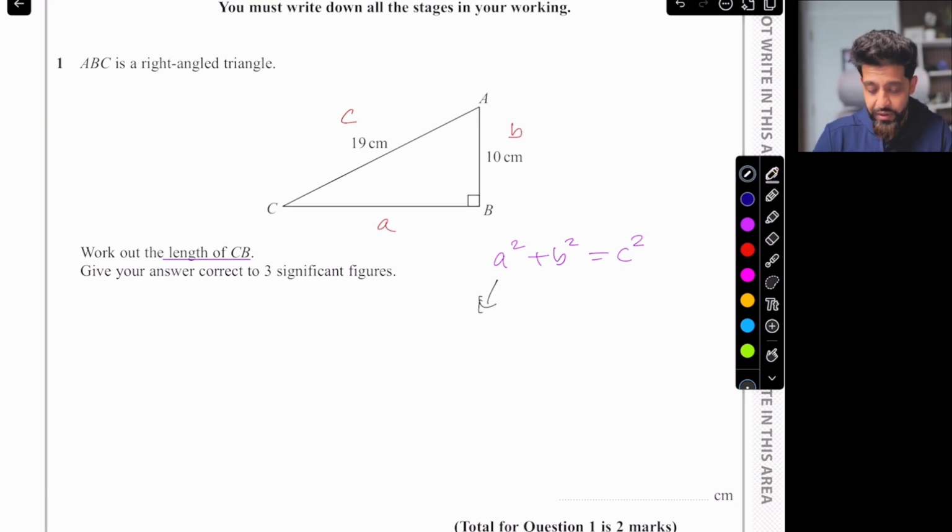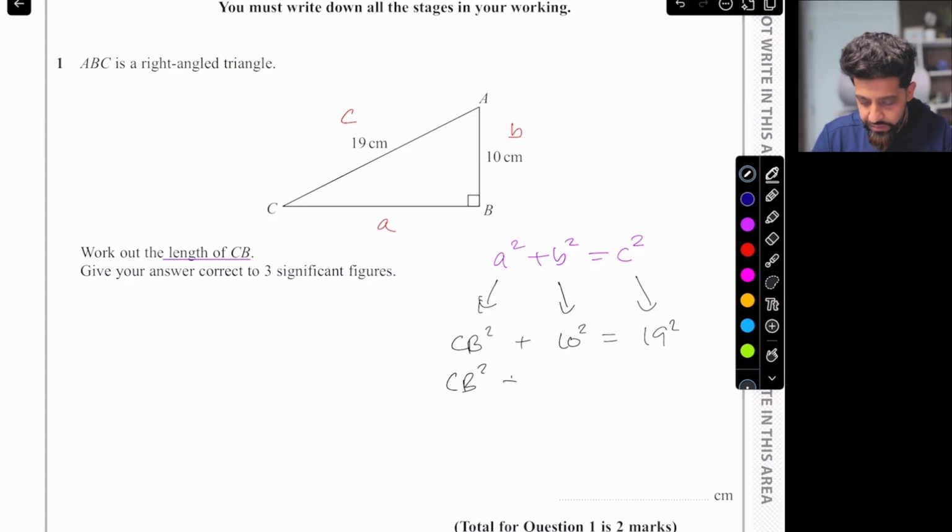Now, put into our equation. So a squared, a, which we don't know, is CB. You can write CB squared if you want to, or just write a, or x if you label the x. b is 10, so 10 squared, and c is 19 squared. Remember, you can use a calculator. I've done these calculations, so I just won't do the calculator right now, I'll just take my solutions.